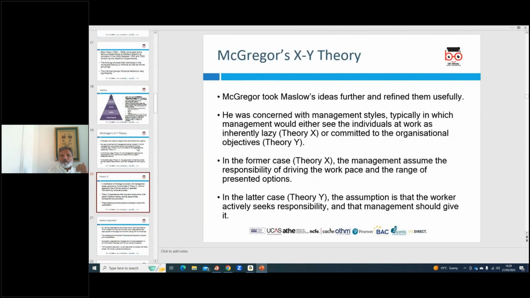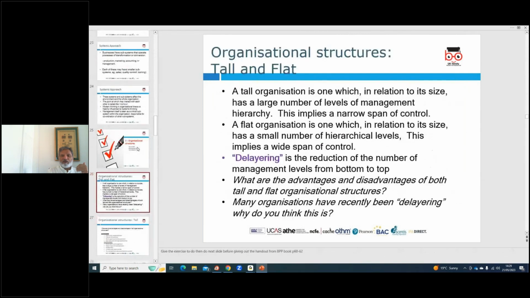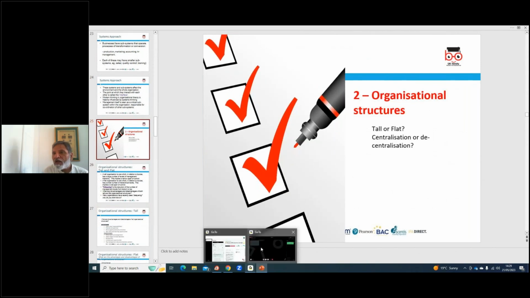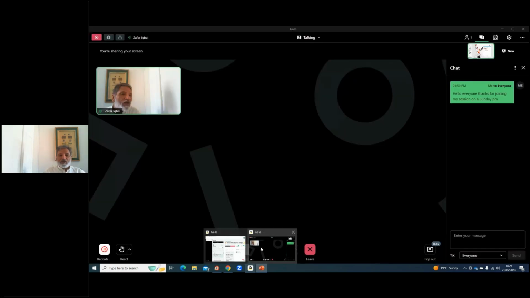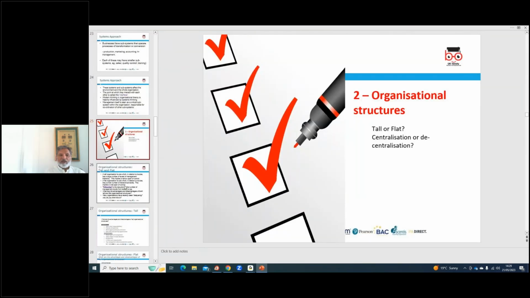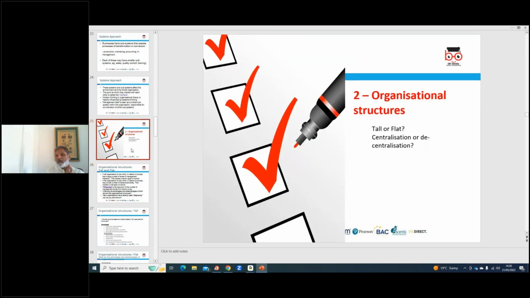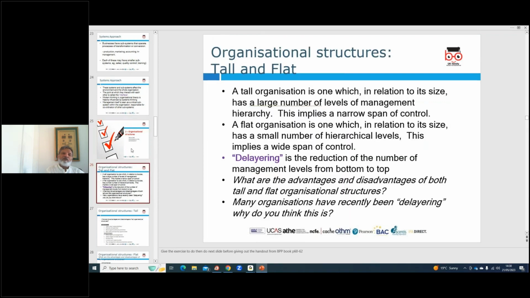Okay, so let's move on to the second part of the lecture, which talks about organizational structures. Here, we must talk about whether we need to look at the tall structure or flat structure, centralized or decentralized structure. When we're talking about organizational structures, there are different structures that organizations have.